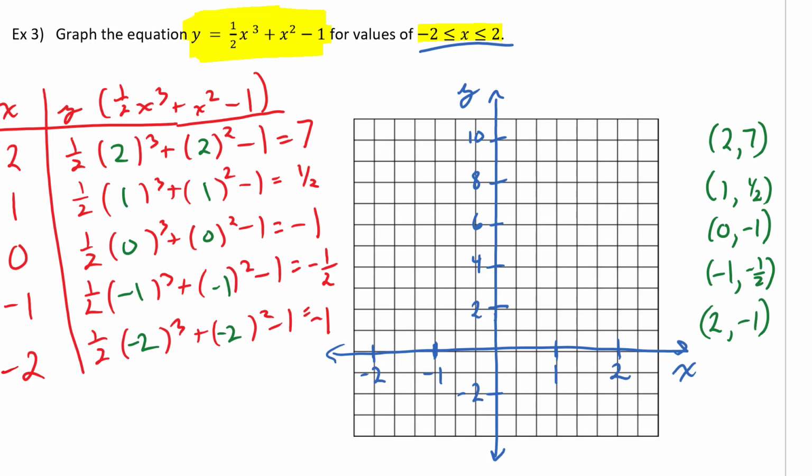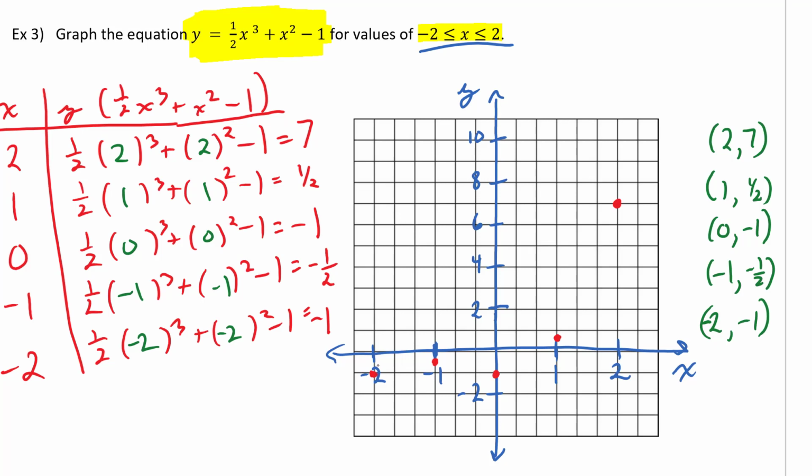Let's plot these ordered pairs now. 2 on the x-axis, 7 on the y-axis. Right there. 1 on your x-axis, 1/2. That's going to be halfway between 1 and 0. We have 0 and -1 right here. -1 and -1/2. It's going to be right here. And then lastly, we have -2 and -1. Again, I missed that negative again. Always double check your work. Here we have -2 and -1. -2 and -1 is going to be right there.